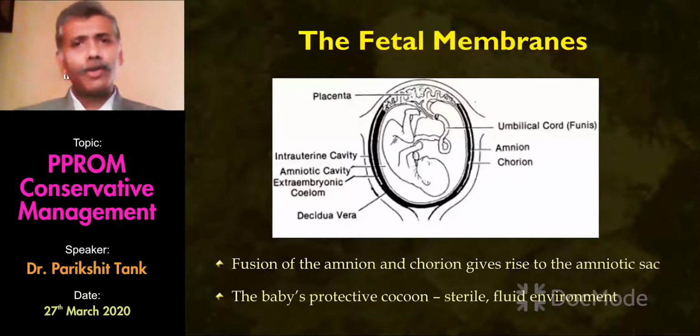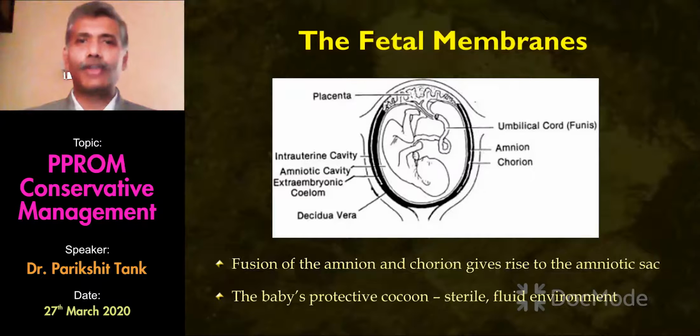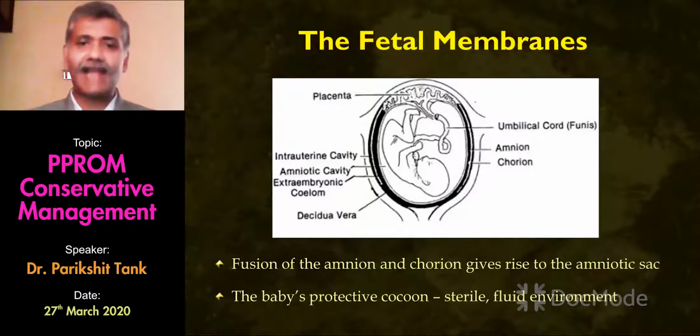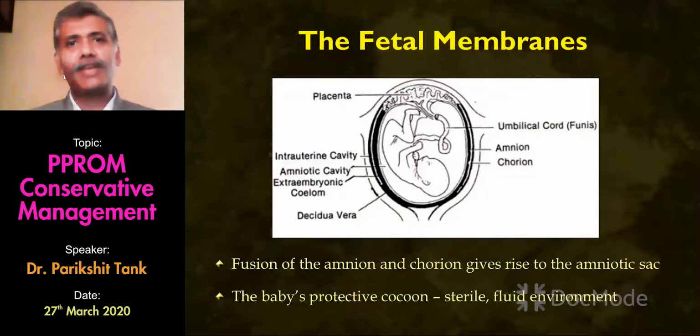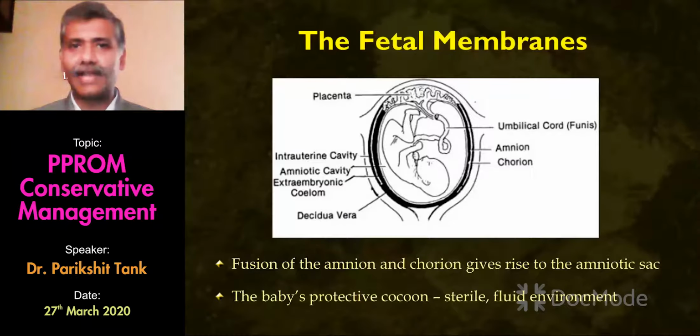So we all know that the fetal membranes form by the fusion of the amnion and the chorion, and this gives rise to the amniotic sac. This amniotic sac is really the baby's protective cocoon. It is sterile and it's filled with fluid. The fluid is very important for the fetus as it is a source of nourishment and a means of development of the vital organs like the lungs.